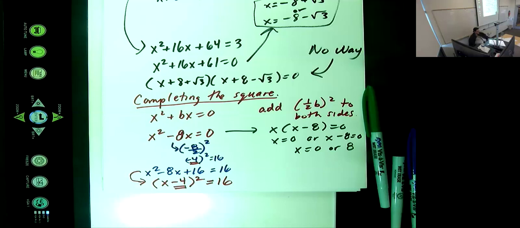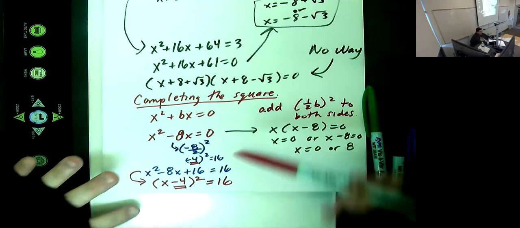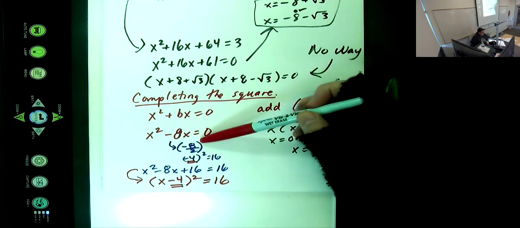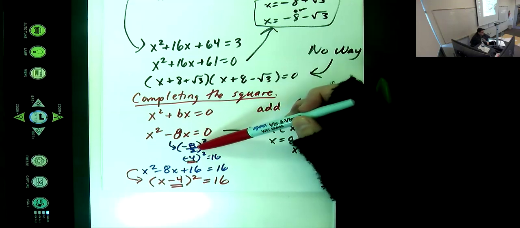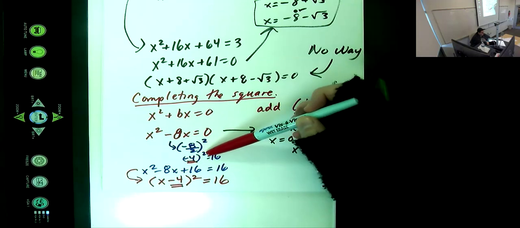Did I lose anyone there? Okay. Everyone okay with seeing that this is 16? Maybe not why it works, but that it is 16. Is everyone following that? We take negative 8 divided by 2, we get negative 4. Negative 4 times negative 4 is 16.